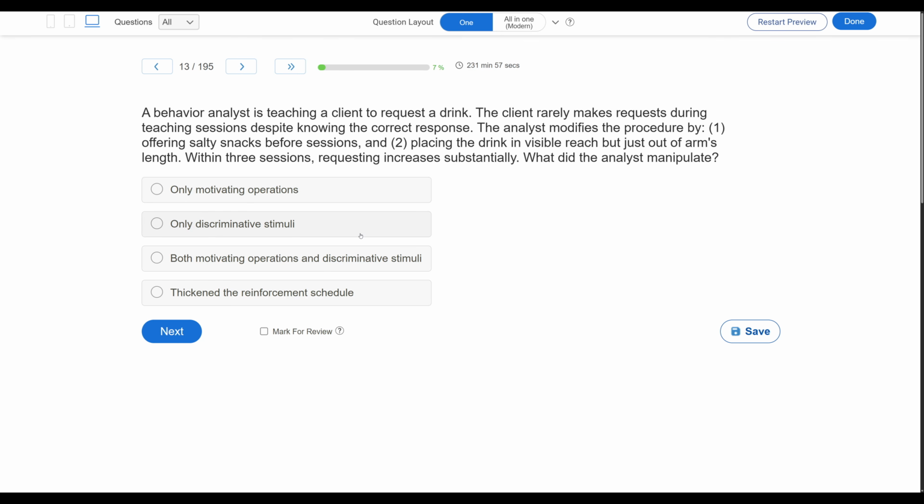Only discriminative stimuli. Again, no, right? Because we also have the manipulation of the MO. So the analyst has manipulated both the motivating operation and discriminative stimuli. They've offered salty snacks to increase the value of the drink, and they've placed a drink in visible reach, which is the SD.